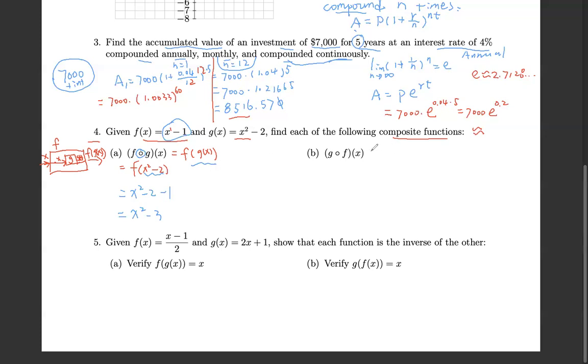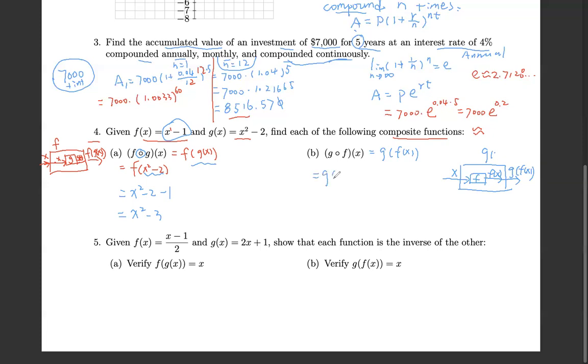Now let's say g of f of x. That means g takes f as input. If you think of the machine, g is the outside machine. So when we put in x, it first goes to the inside machine, f first. Then comes out f of x. Then when it comes out of the g machine, that's g of f of x.